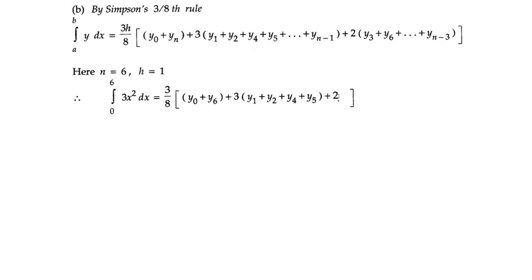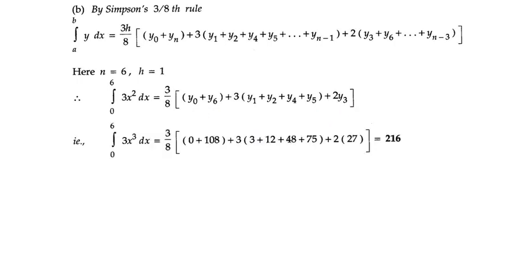Plus 2 into all multiples of 3 will be taken now. So how many multiples of 3 are missing here? Only y3 is missing. You cannot take y6 here because y6 is already used there. Substituting the values, you get the same answer.